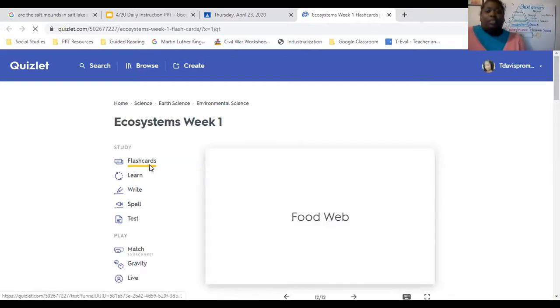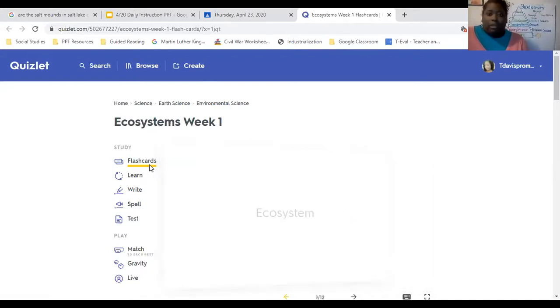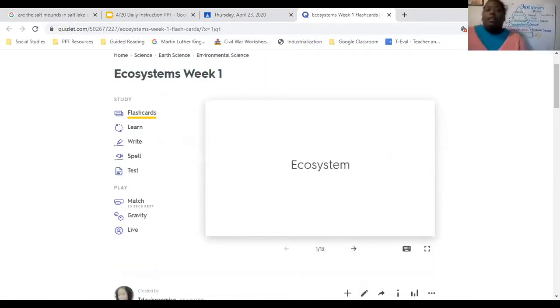All right, so let's start from the beginning. I'm going to study them again. Ms. Davis goes through the vocabulary every day, just because I like to be familiar with what I'm teaching you. All right, so our first word, my turn and then your turn, ecosystem.